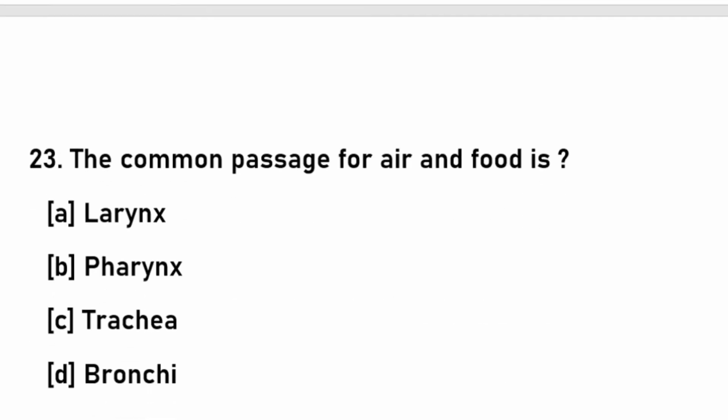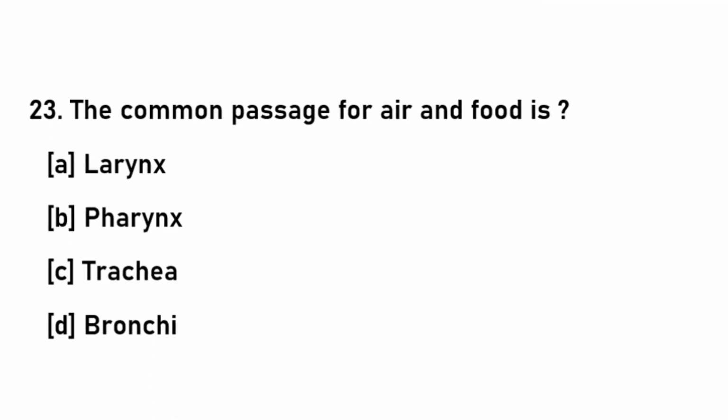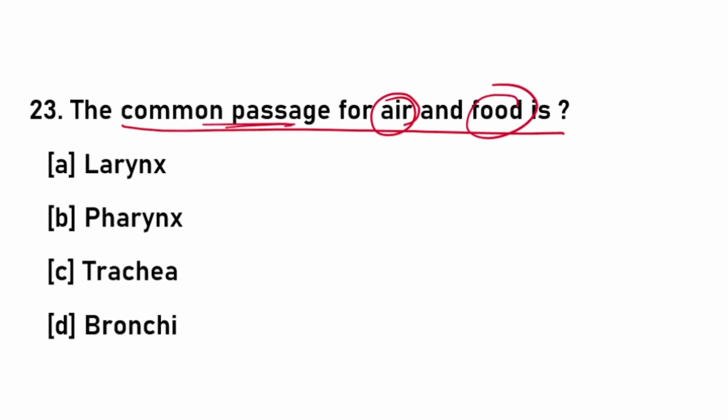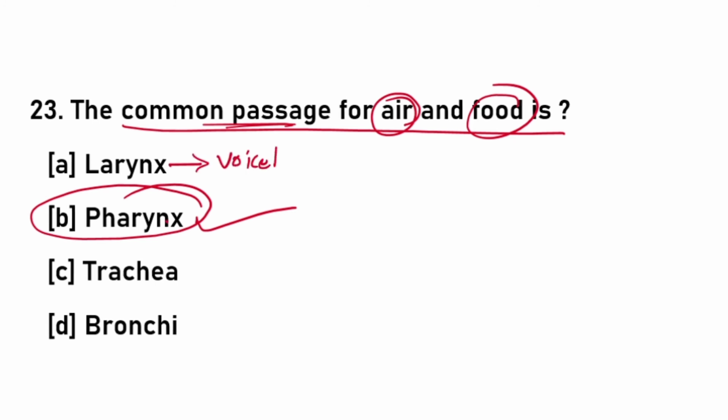23rd question. The common passage for air and food is called pharynx. Then larynx is otherwise called the voice box. Trachea is otherwise called the windpipe.